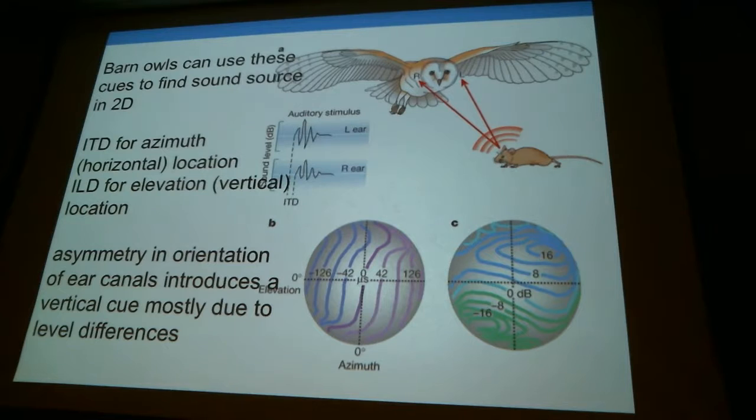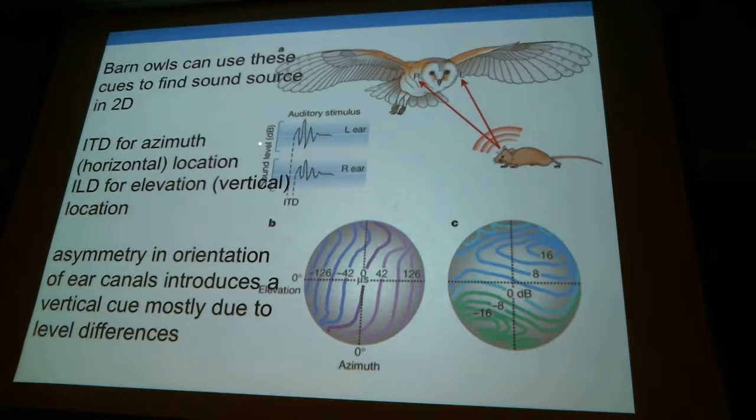I wasn't going to get into that, but there's this theory that we use low frequencies for timing and high frequencies for intensity. There's a little overlap in between. So barn owls, it turns out, are incredibly good at phase locking at higher frequencies than we are. So they have an extended region in which they can use these timing differences.